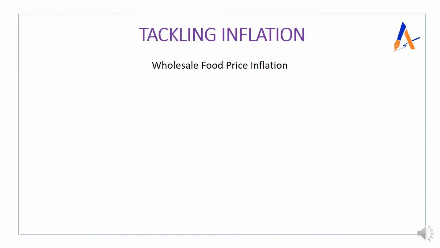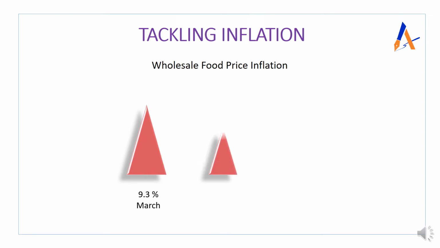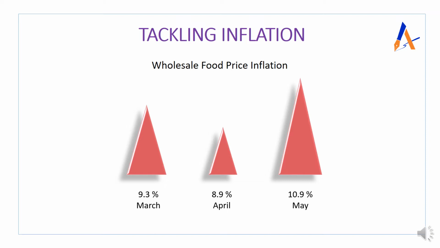Okay, now if we take the help of wholesale food price inflation, so the wholesale food price inflation was 9.3% in March. Then it was reduced in April, it was somewhere around 8.9%. But again, it resurged to hit 10.9% in May. So this is how the wholesale food price inflation is varying. So now we have two data. One is of wholesale price inflation, and another data is of wholesale food price inflation, how it is varying in the recent months. So this you should use to substantiate your answers.